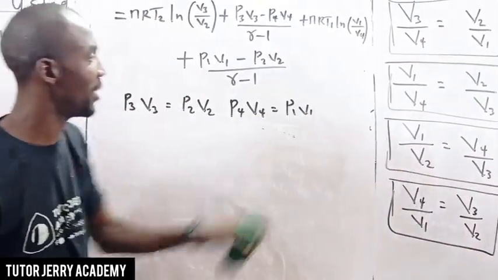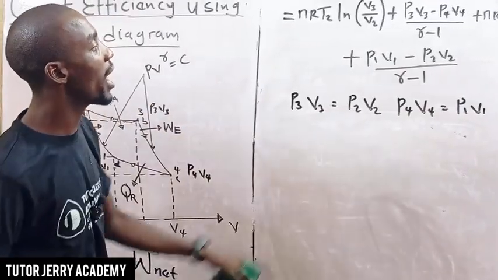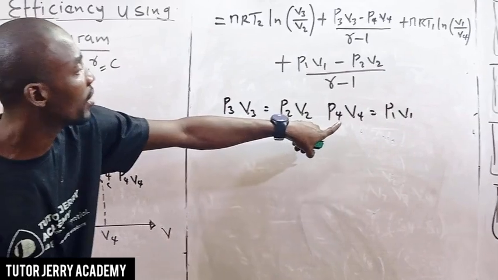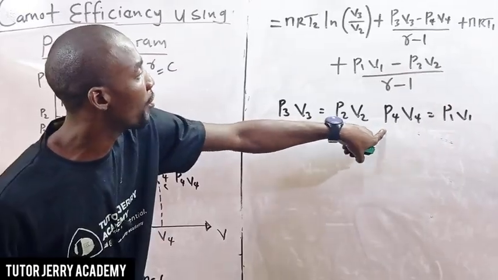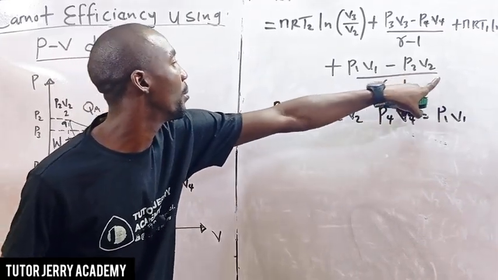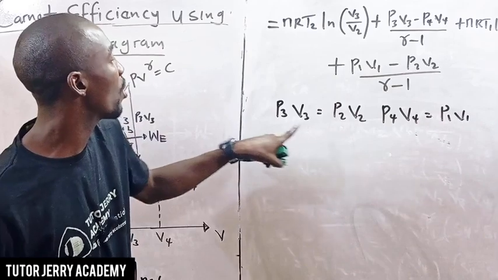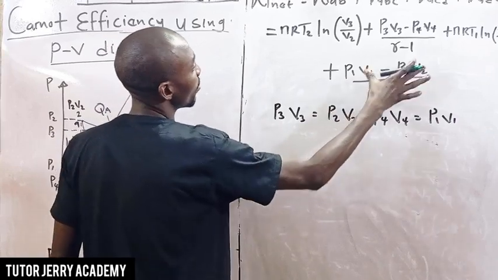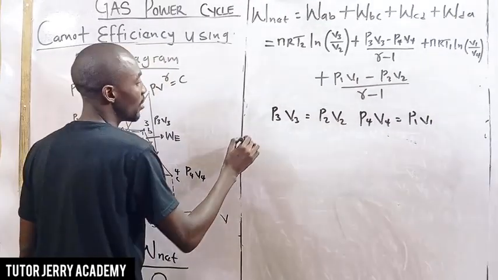All right, from the beginning. Now here we are having P1 V1, which will be equal to P4 V4. Here we are having P2 V2, and P2 V2 will be equal to P3 V3. So let's substitute them inside this equation. Then we can further write this net work.